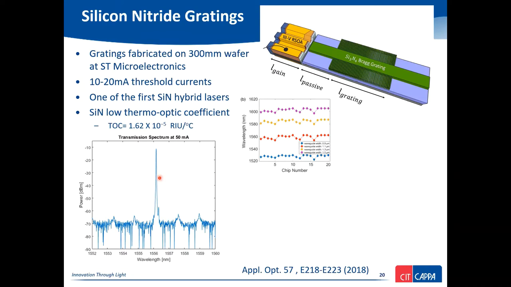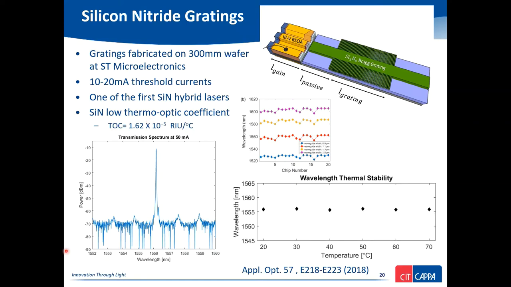The hybrid laser will have a slightly poorer slope efficiency compared with a monolithic laser, but the extra components available will compensate. And for instance, here we're using the low thermo-optic coefficient of silicon nitride, which is about a factor of five less than indium phosphide, which we can use to basically lock the wavelength of the laser.